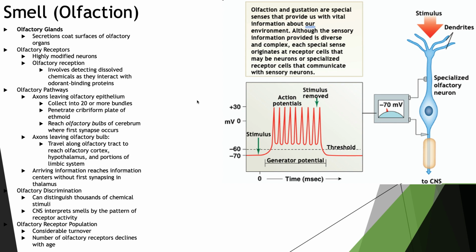This decline in the number of receptors accounts for grandma's tendency to use too much perfume and explains why grandpa's aftershave seems a little strong. They must apply more to be able to smell it themselves.